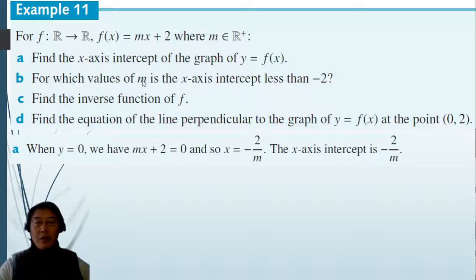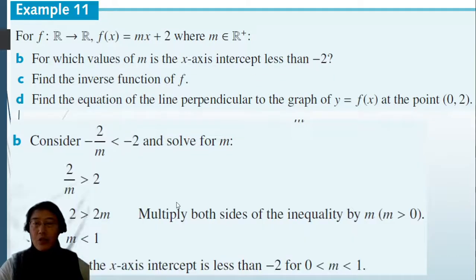Next one, for which values of m, so notice values, so it will be an interval, is the x-intercept less than -2. The less than -2 will introduce an inequation, so we'll set this inequation: x is less than -2. We replace x by the expression that we had before, we solve for m, and we end up with m less than 1. We also know from the start that m is from 0 to positive infinity, so the values of m will be real values from 0 to 1 excluded.